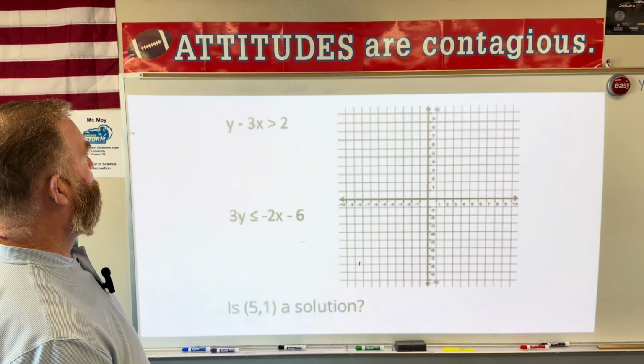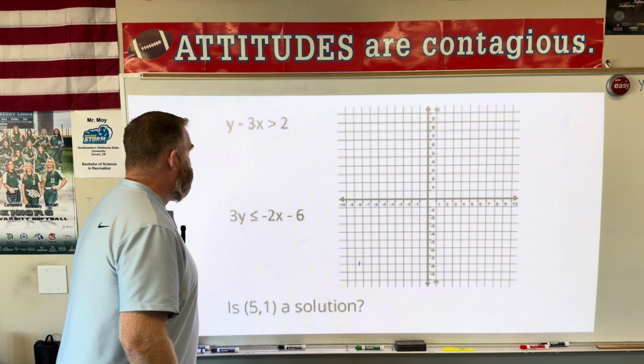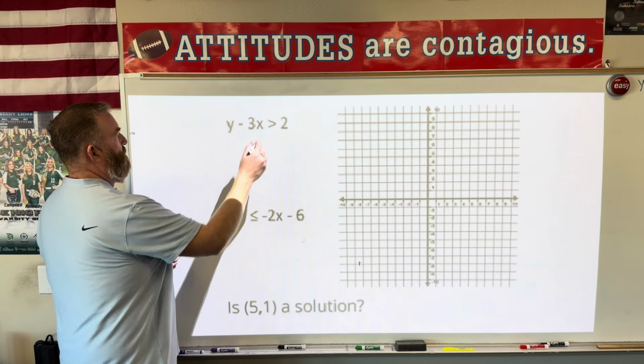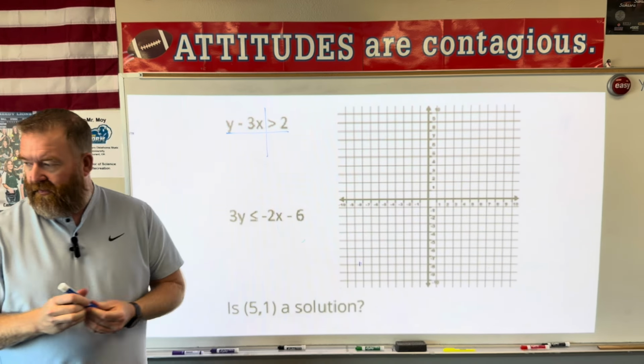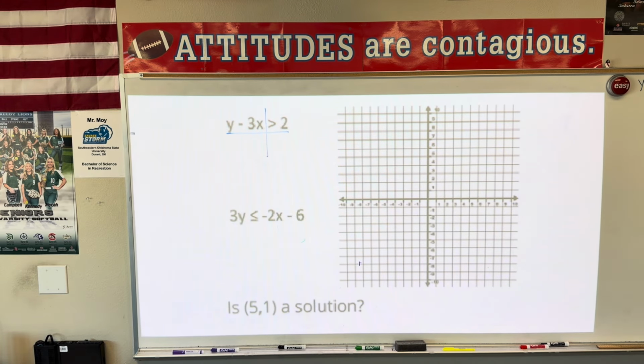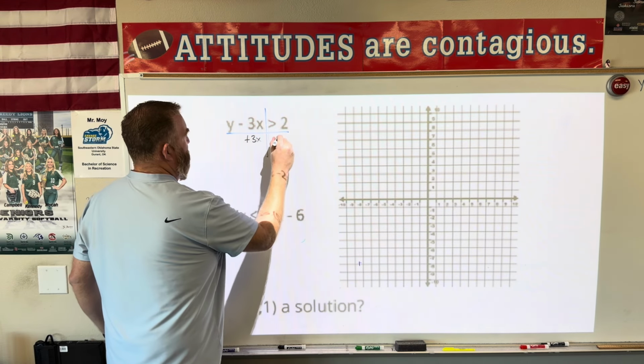You guys have your notes, right? First one, is it in y equals? Yes or no? Look at it. Is it in y equals? No. So what do I need to do? Move the x. What kind of x is it right now? Negative what? Negative 3. What's it become, guys? Positive 3. So I'm going to put plus 3x over here.